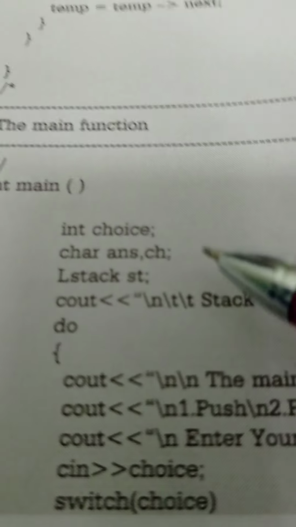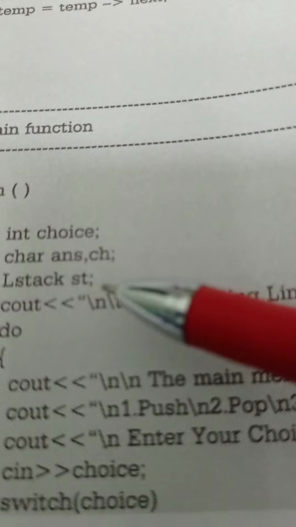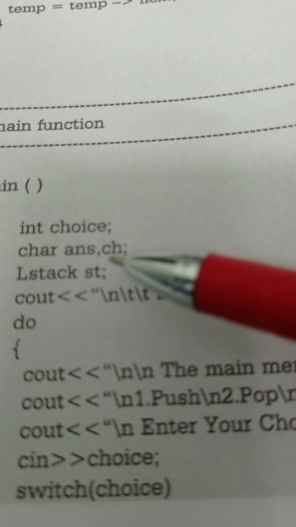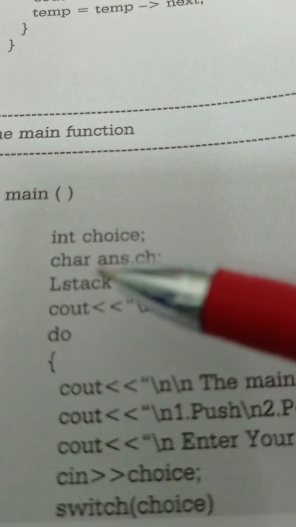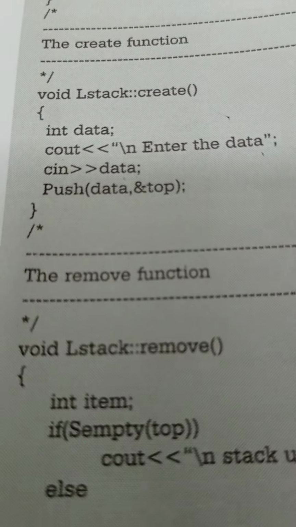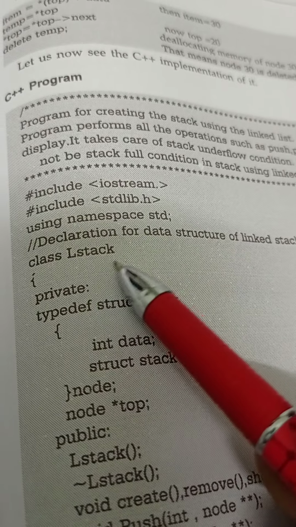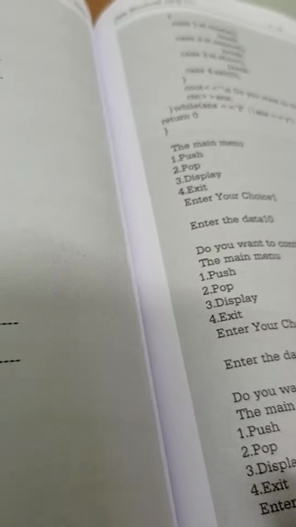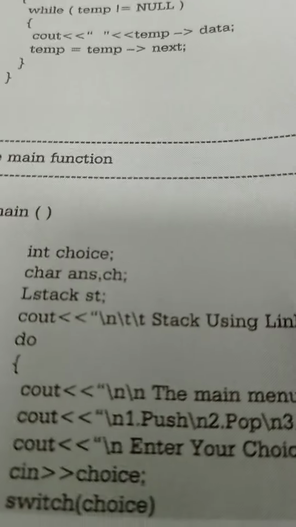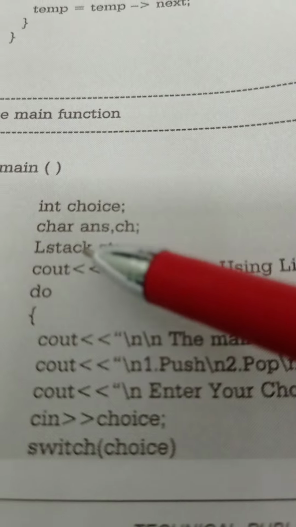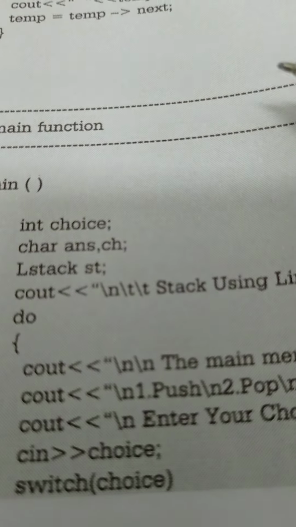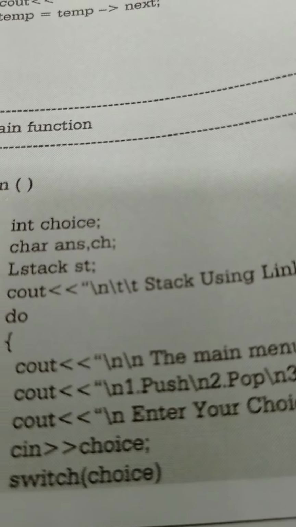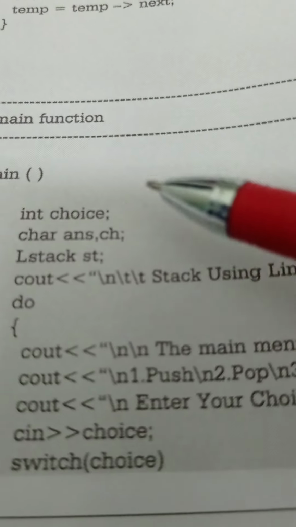Then L stack st. Here L stack st is important. For L stack we have created the object st. This is important when we use a class. L stack is the name of the class, very important. Therefore, when we use those functions, we have to create the object for that class, L stack st. Then using this object, we can call the different functions. Whatever function we want to call, we call it using this object.